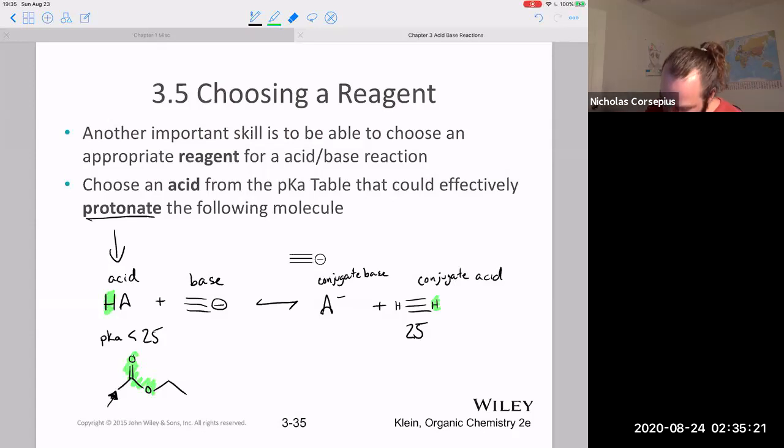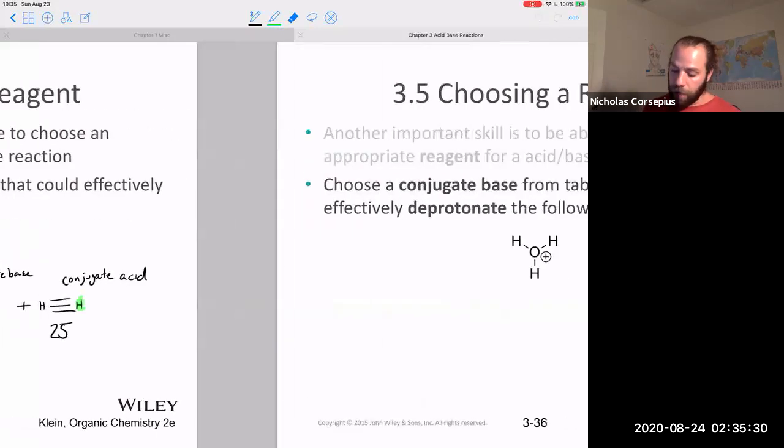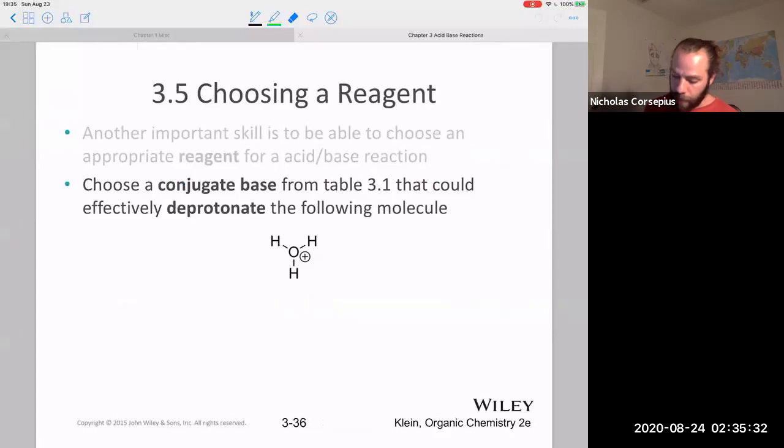Nice, okay. But that's sort of how we would go about picking a reagent. Again, we could always just choose the strongest acid, but that kind of defeats the purpose of the exercise. So now we can do the flip side, right? Now here, I need to find a molecule that will effectively deprotonate the following. So this is our hydronium ion, H3O+.